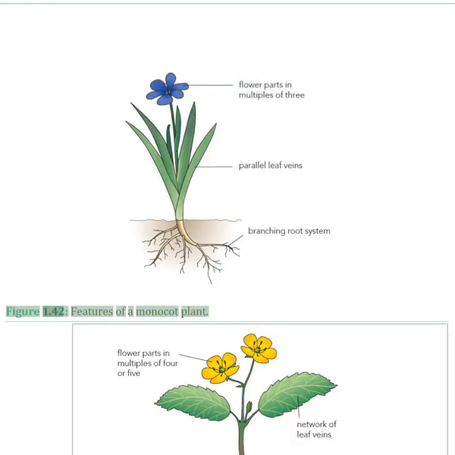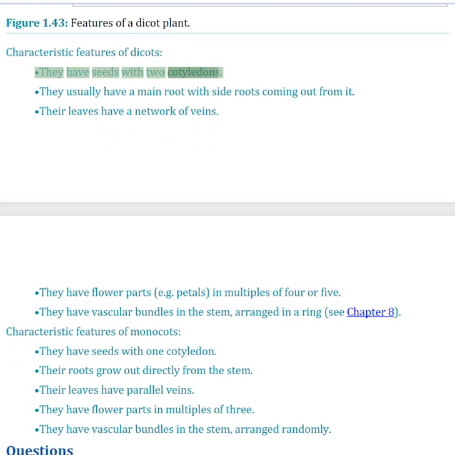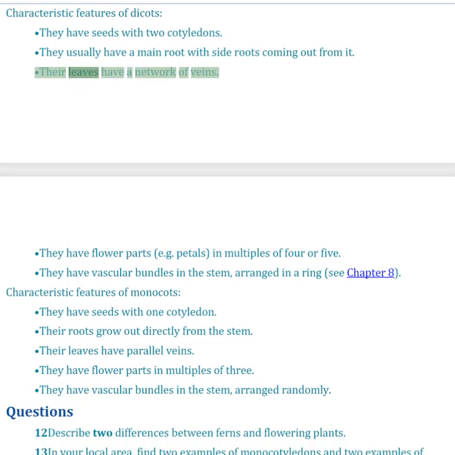Figure 1.42, Features of a monocot plant. Figure 1.43, Features of a dicot plant. Characteristic features of dicots. They have seeds with two cotyledons. They usually have a main root with side roots coming out from it.